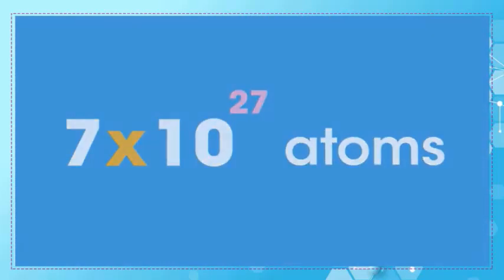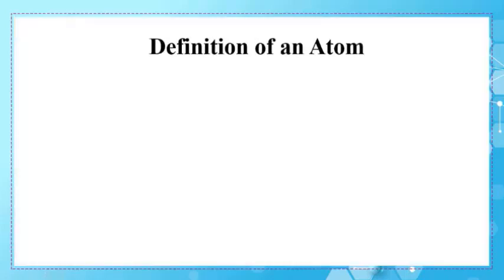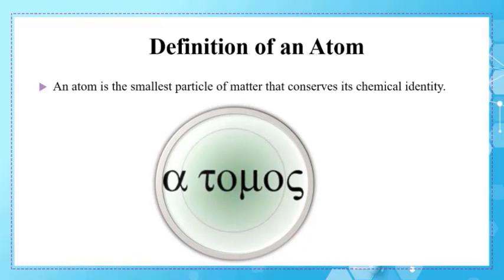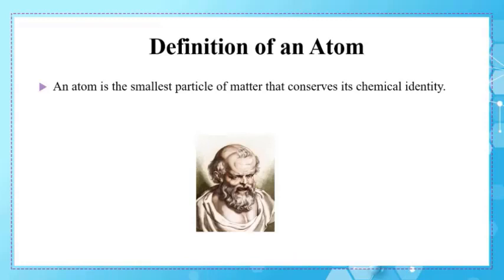But what is an atom? So, an atom is the smallest particle of matter that conserves its chemical identity. The word atom comes from the Greek word atomos, meaning indivisible or uncuttable. This idea was first suggested by the Greek philosopher Democritus.